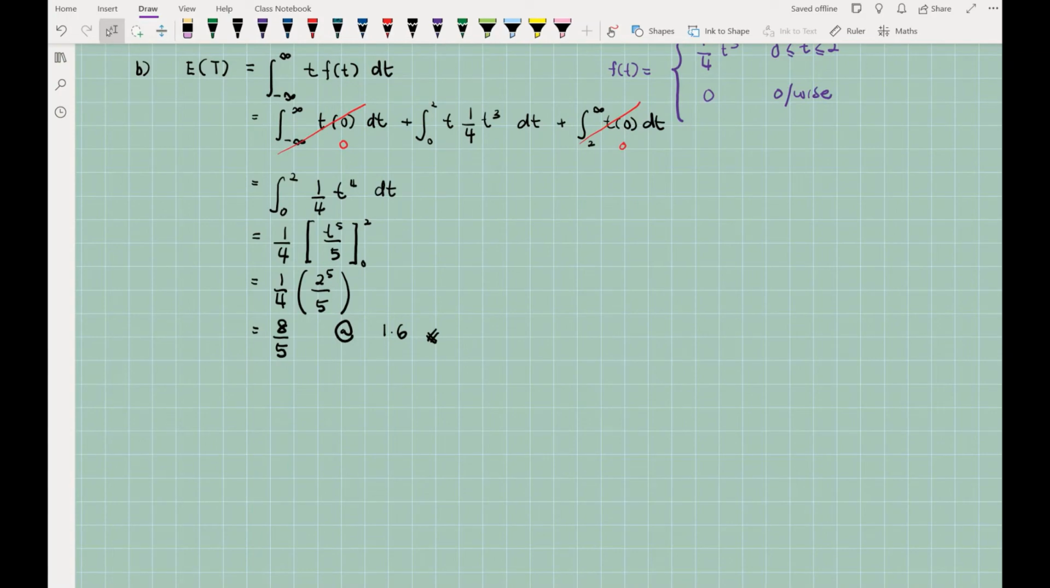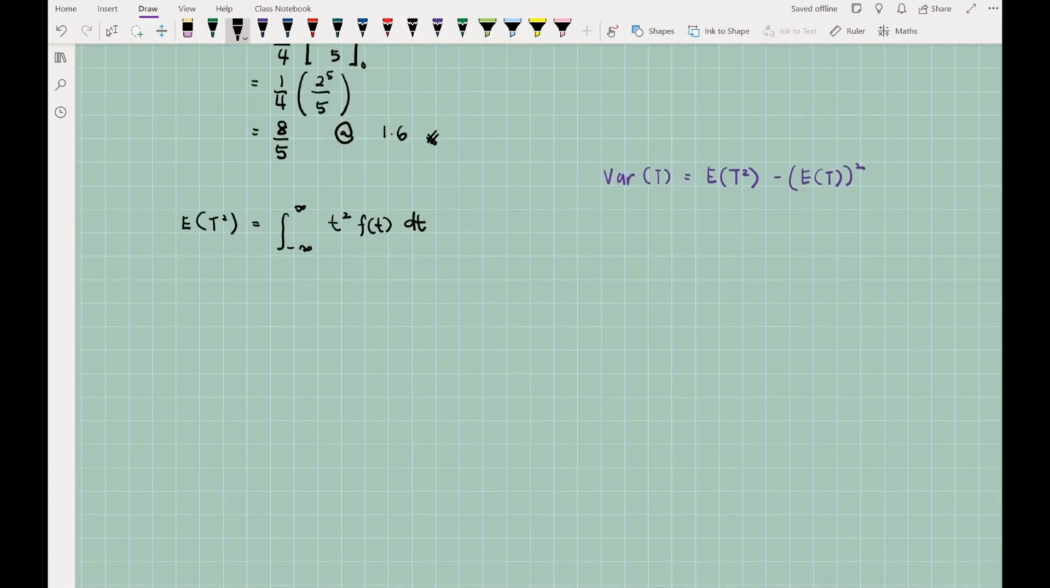Now next, we need to find the variance of t. But please remember the formula for variance of t: variance t is equal to expected value of t square minus expected value of t, in brackets, square. So we have to find the expected value of t square first. Okay, so the expected value of t square, using the same method, is just the integral from negative infinity to infinity, but now we are going to multiply t square with f of t dt.